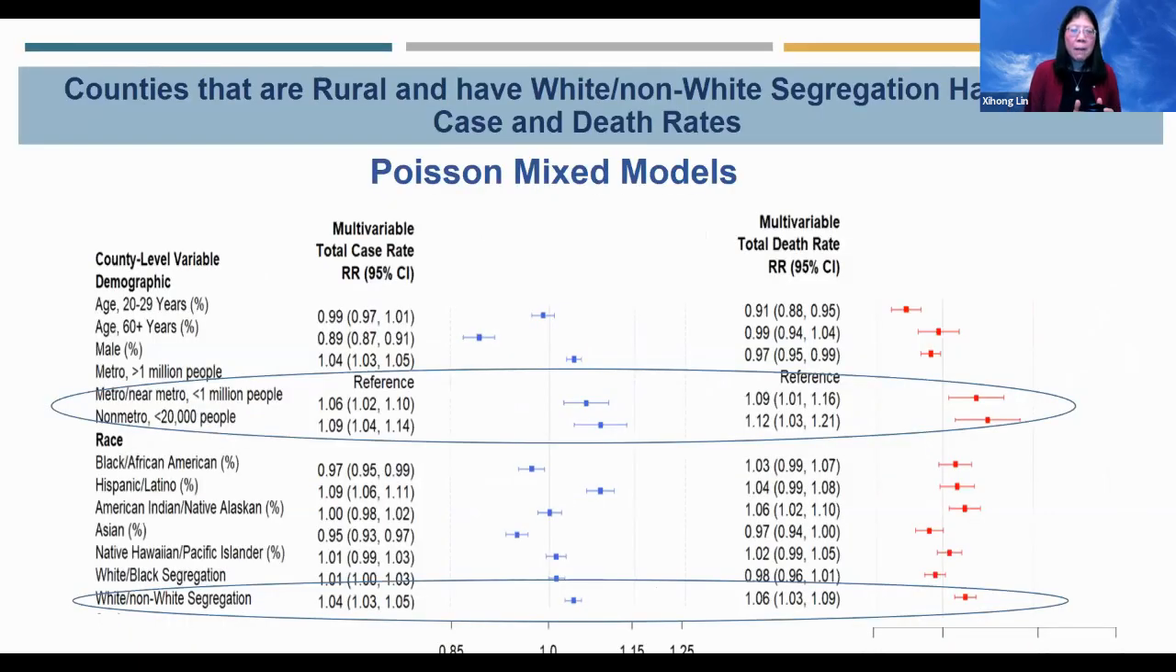So we found, by using county level analysis, we built the Poisson regression model of the case rate and also the death rate on the county level demographics. We found multiple county level characteristics are predictive of the county level death rate and also case rate. For example, we calculated the cumulative death rate and the case rate. As you can see, the rural areas have a higher case rate and also higher death rate. And also counties with white and non-white segregation have a higher death rate and also case rate.